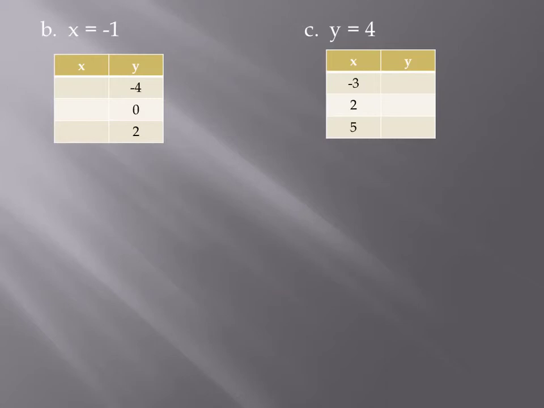Notice that in example B and C, the equations only have one variable. B is just x equals negative 1, and C is just y equals 4, whereas example A had an x and a y in the equation. So when you see equations like these where there's just one variable, that means, for example, in B, x is negative 1, that means x is always negative 1 no matter what the y value is. -1, -1, -1. There's no y in there to change the value of x. So for C, y is equal to 4. That means no matter what, y is always going to be equal to 4. It doesn't matter what the x values are.